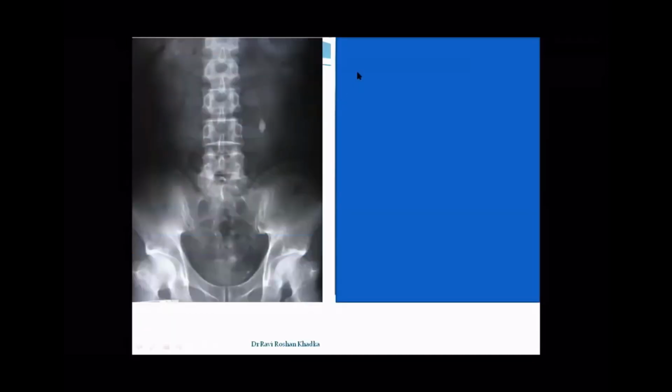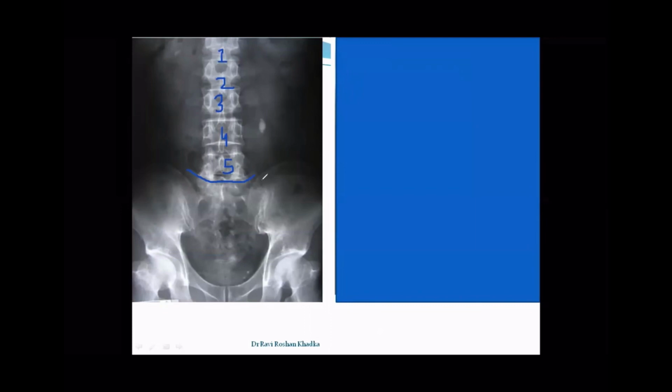See, this is the plain X-ray KUB. I have already taught you how to count the vertebrae. So this is the sacrum. Above it is number 5, number 4, number 3, 2, and 1. You can go from above downward or from below up. I prefer from below up.